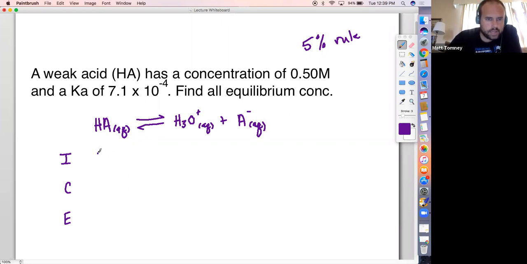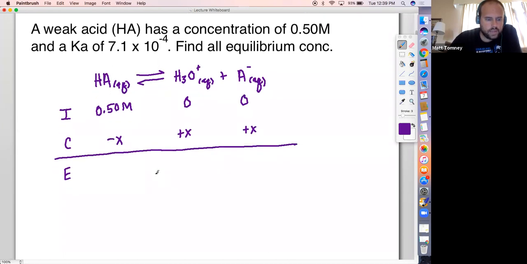So the problem tells me that the initial concentration for the acid is 0.5 molarity. That means at the very start, none of it has been dissociated or ionized. Now the change here, because this is monoprotic, meaning it only gives off one proton, all of the balanced equation is 1 to 1 to 1. So in a case like this, I'm going to have minus x, plus x, plus x. Now, when I get to the equilibrium state, it should be 0.50 minus x, x, and x.